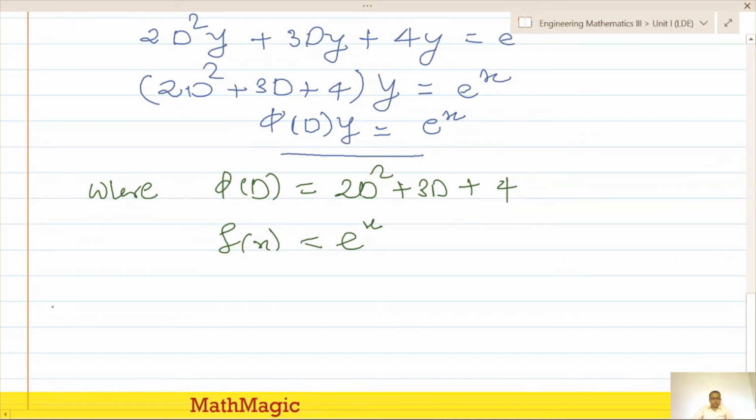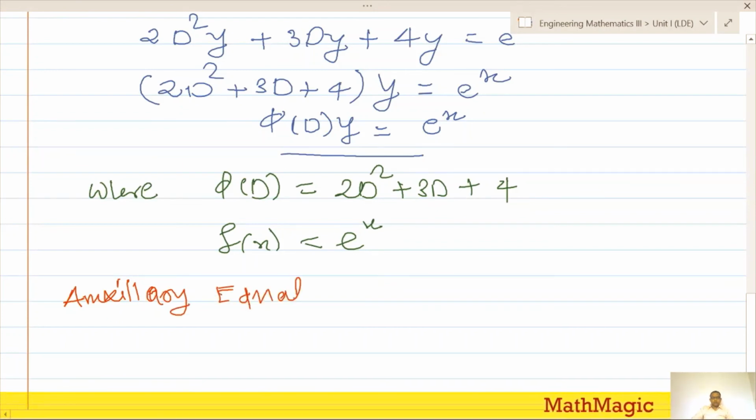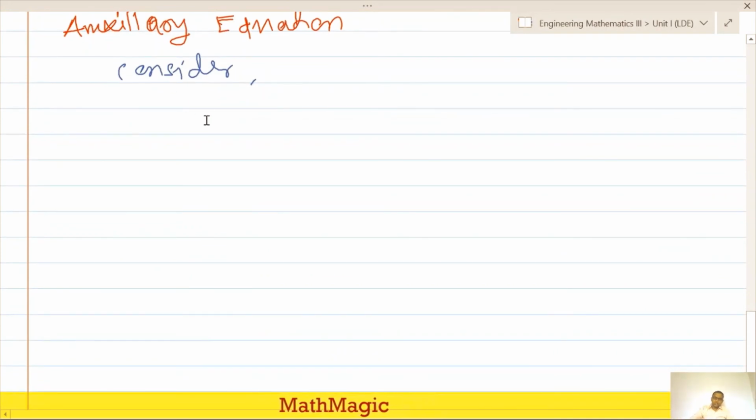Now what is this phi of D? So what is the auxiliary equation? This is important to find the solution. That is the next part of our unit. So our topic is auxiliary equation. What is meant by auxiliary equation? Now here consider the nth order linear differential equation with constant coefficient in the form of operator D, especially phi of D into y equal to fx.